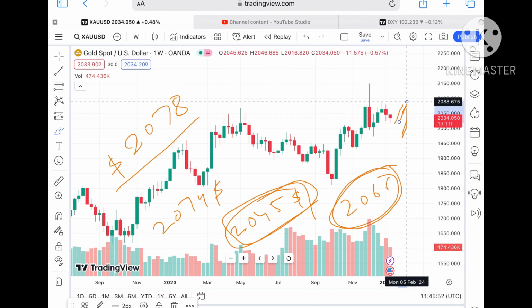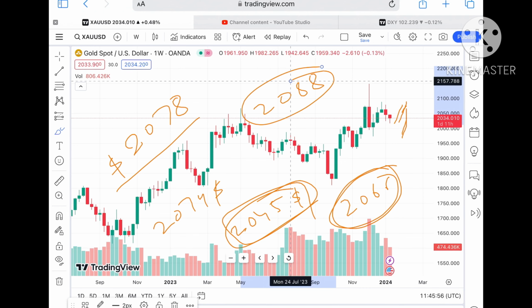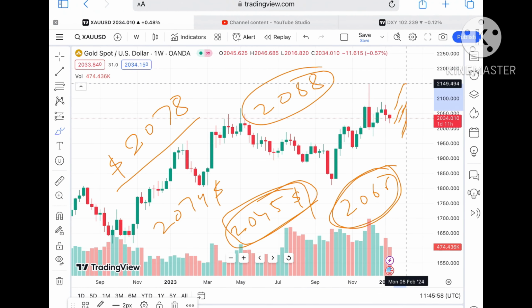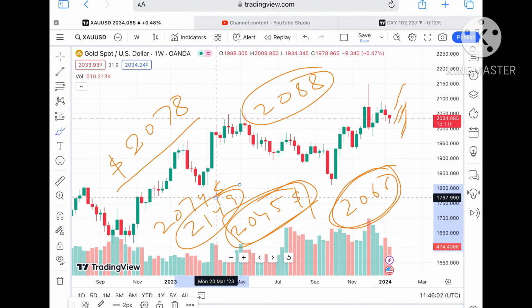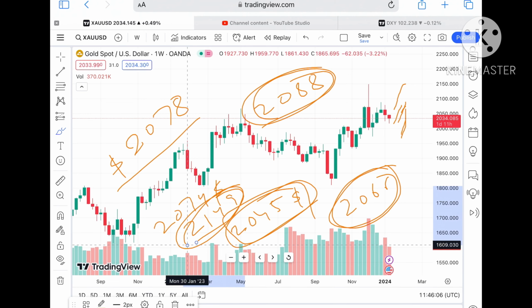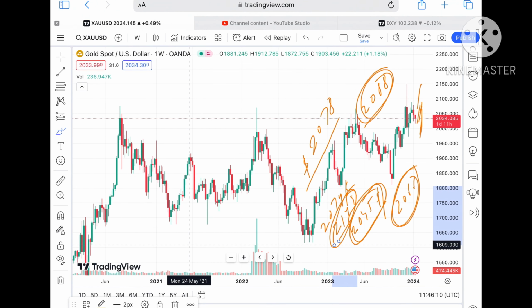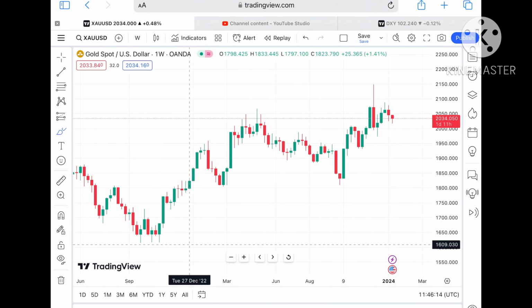Okay, and if the price started going above that level, a further upside we can see towards a level of $2088. Okay, and if the price started going above that level, a further upside we can see a level of 2149. Keep that in mind that once the price started going above level of 2088, it will cross a level of $2149, and once the price started going above a level of 2149, a further upside movement we can see.